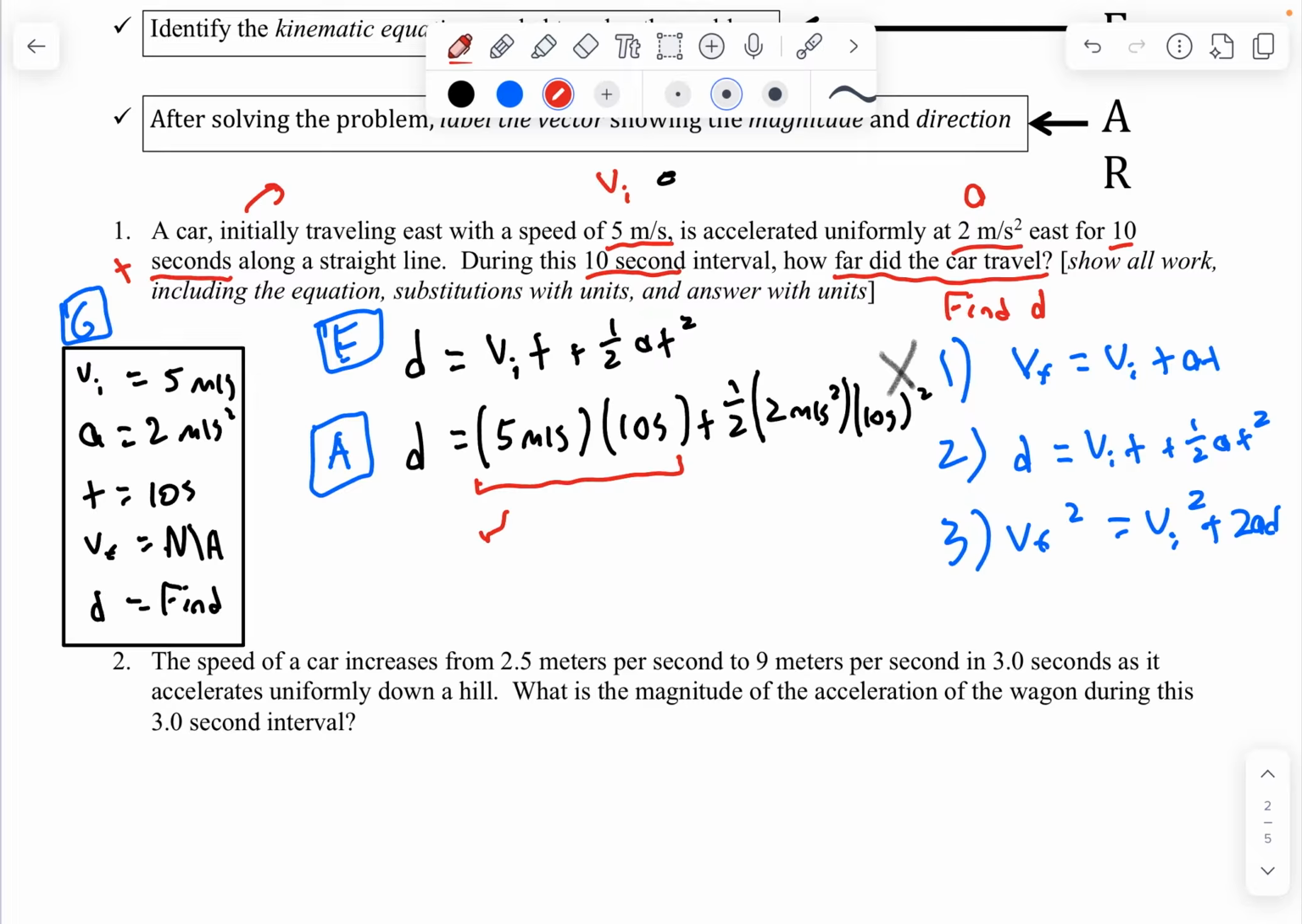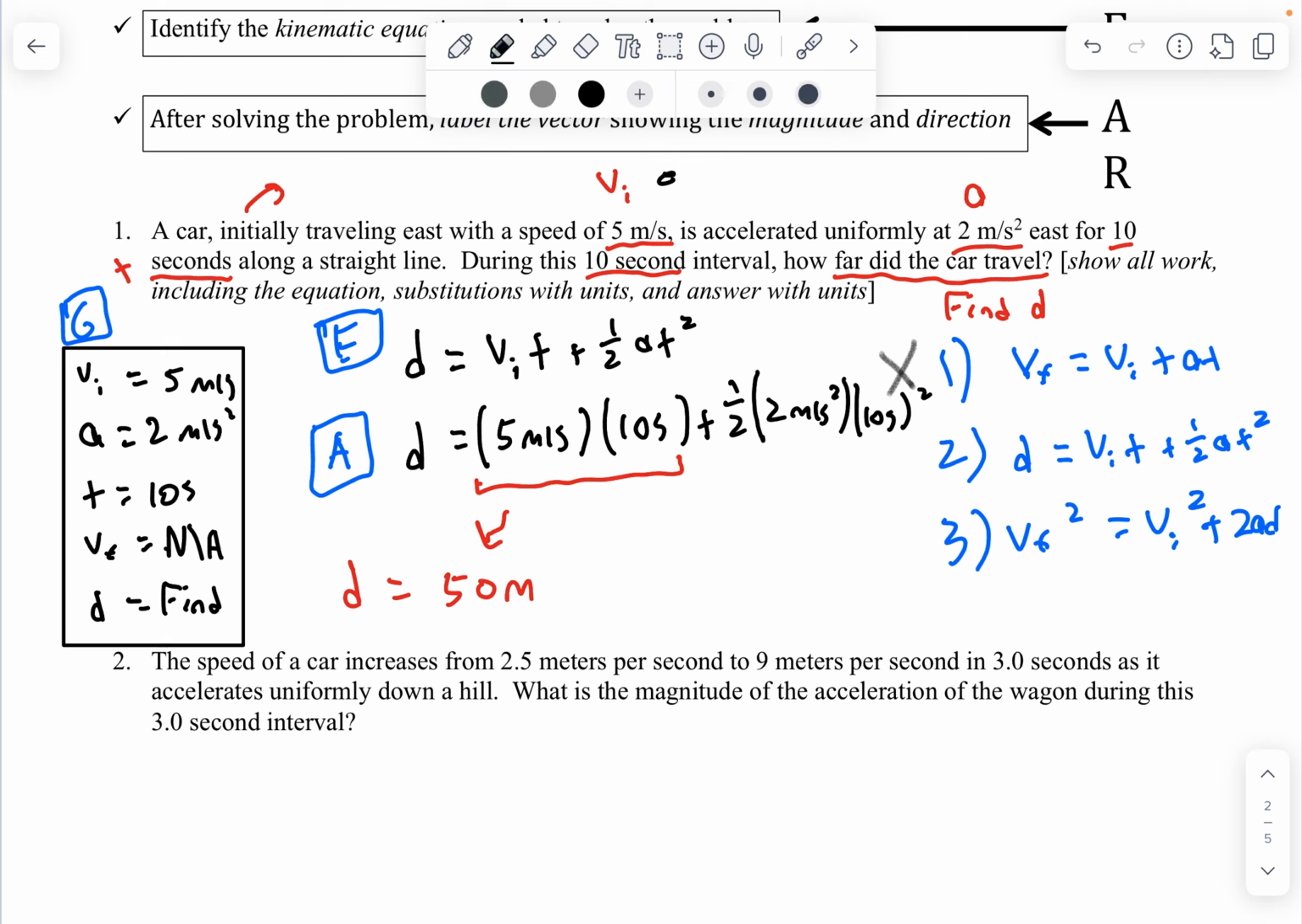This first section becomes, well, D equals, what's 5 times 10? That's 50. And then we also have to multiply the units as well. That's really important. So what is meters per second times seconds? These cancel out here, and so we get meters.